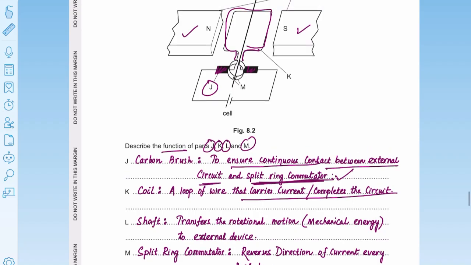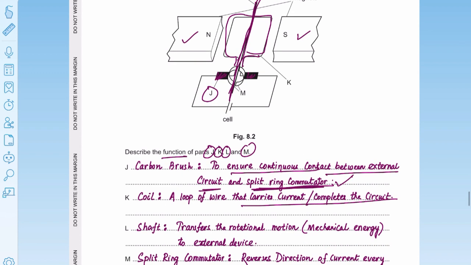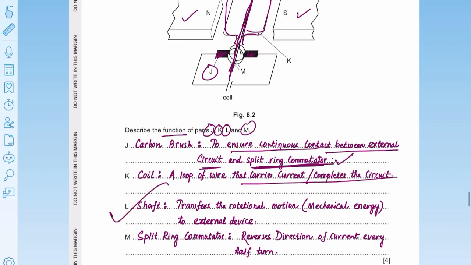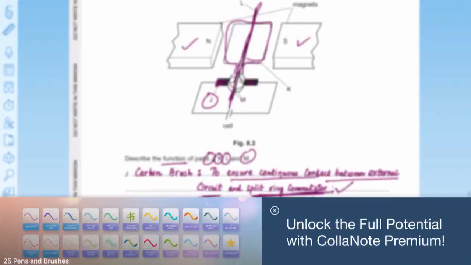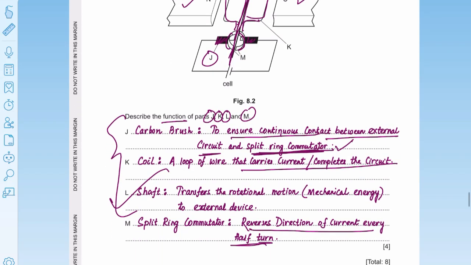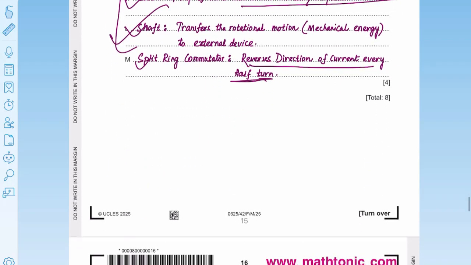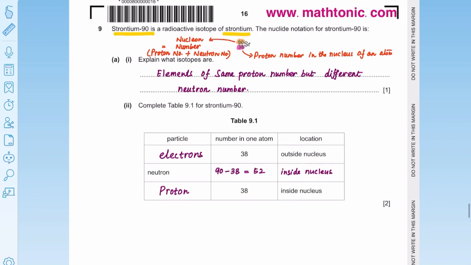What is L? This L is known as the shaft. What does it mean? It transfers rotational motion or mechanical energy to the external device. And what is M? M is known as the split ring. It reverses the direction of current every half turn. You remember the working of all this: carbon brush, coil, shaft and split ring. Got it, everyone?